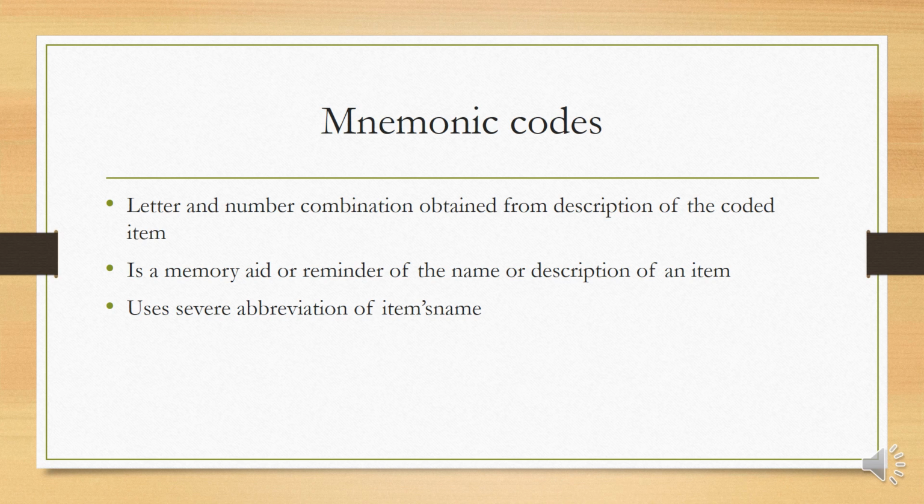Usually, a mnemonic code uses abbreviations of the item's name. What is the name of the item? That abbreviation is used as the mnemonic code. We will see an example on page 73. You can see a mnemonic code. This is usually used as mnemonic merchandise codes, to code merchandise items.